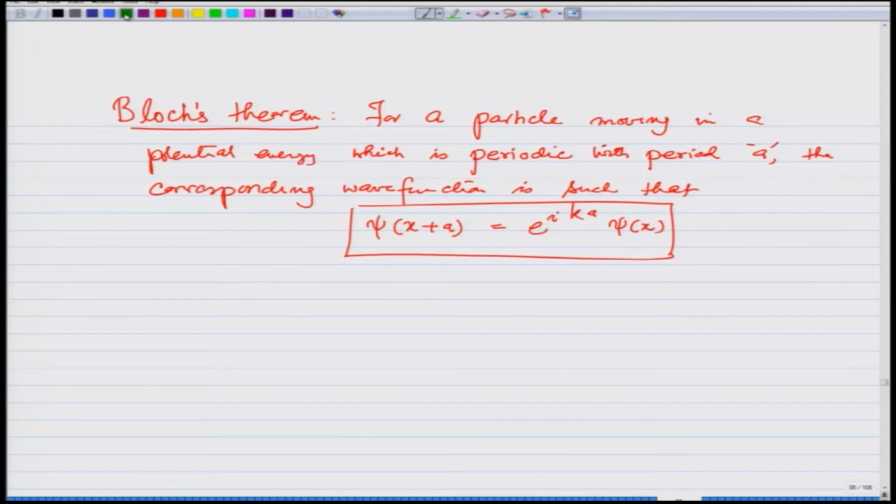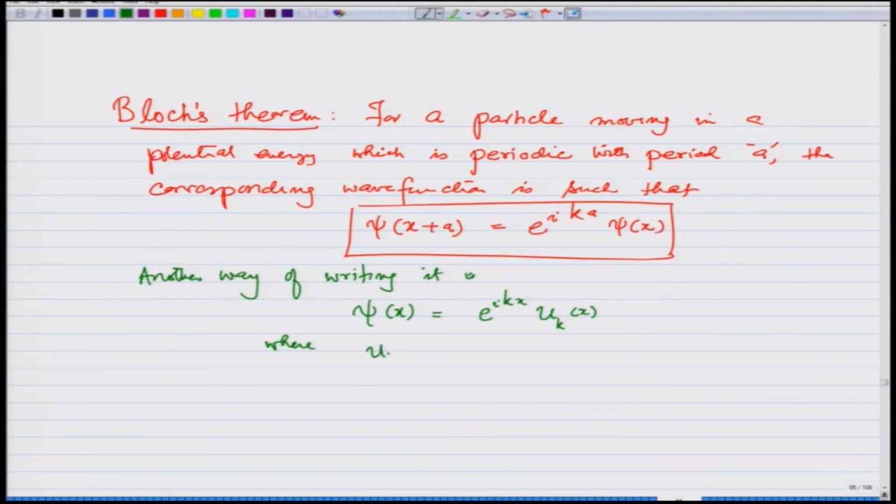Another way of writing the same thing is that the wave function psi(x) is equal to e raised to i k x times u k(x), where u k is periodic with the same periodicity. This automatically satisfies the upper property.